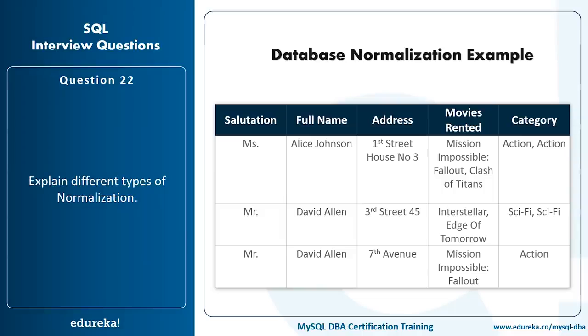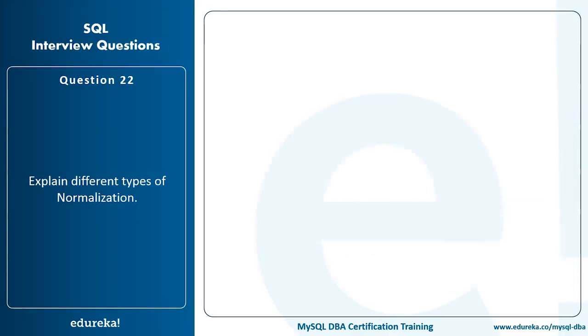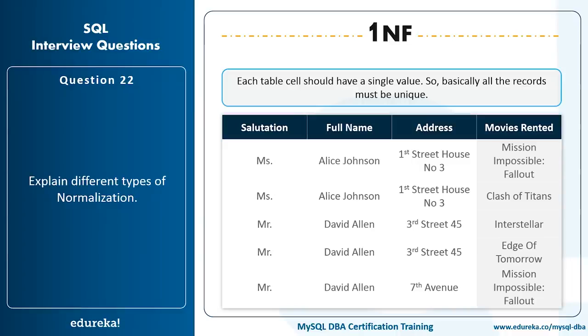To apply normalization to this particular table, you'll clearly observe that there is Alice Johnson who has a particular address and has rented a few movies from a specific category, and the category action is mentioned twice over here. Similarly, David Allen's address has been divided into two different records, and the movies rented and the categories have also been divided into two different records, right? Now to apply normalization to this table, you first have to apply the 1NF, that is the first normal form.